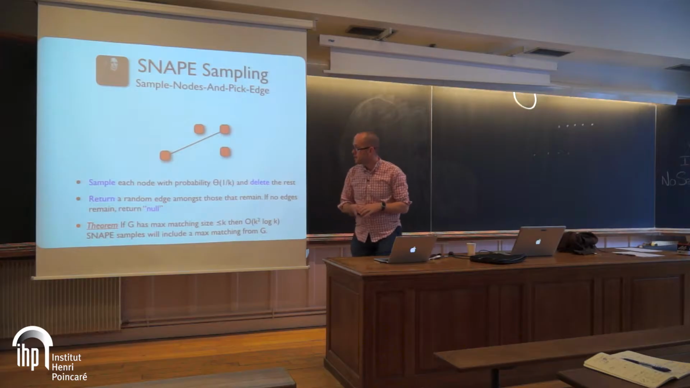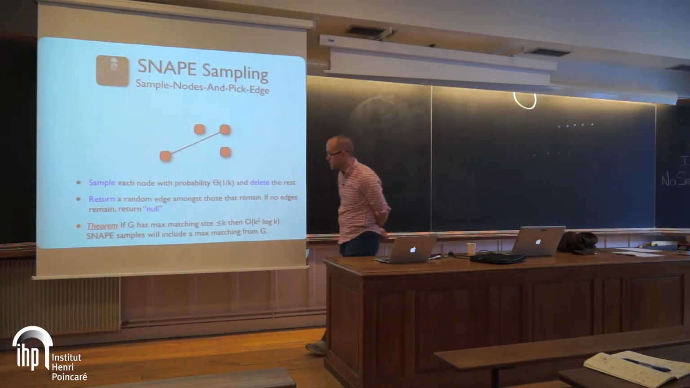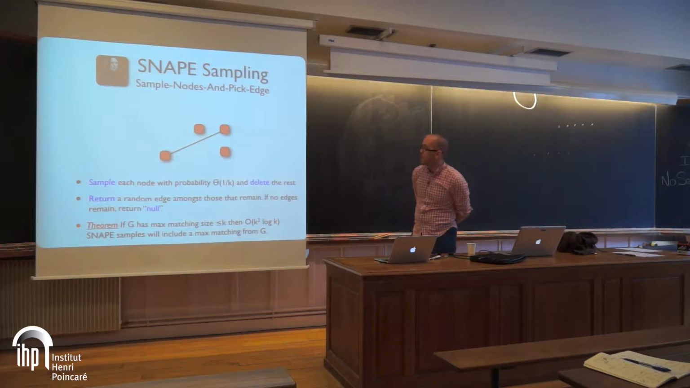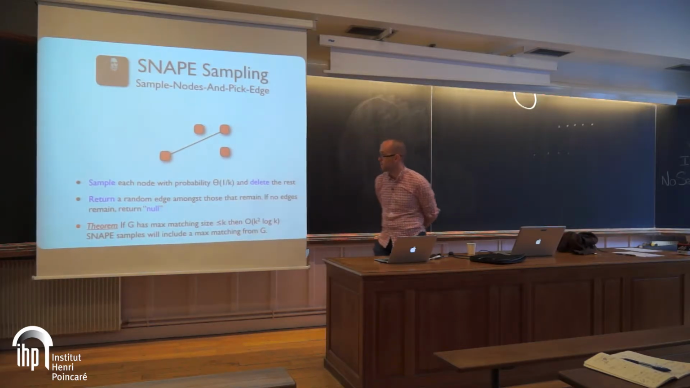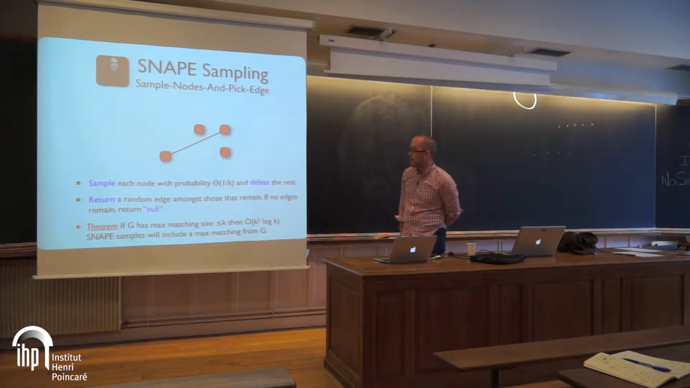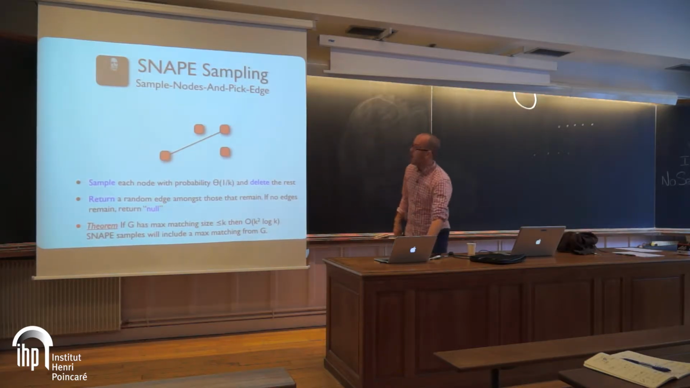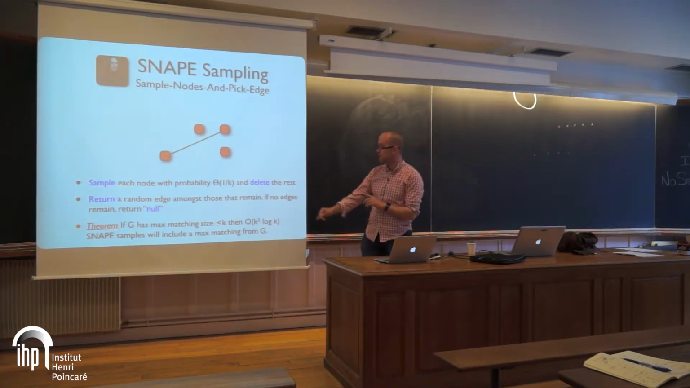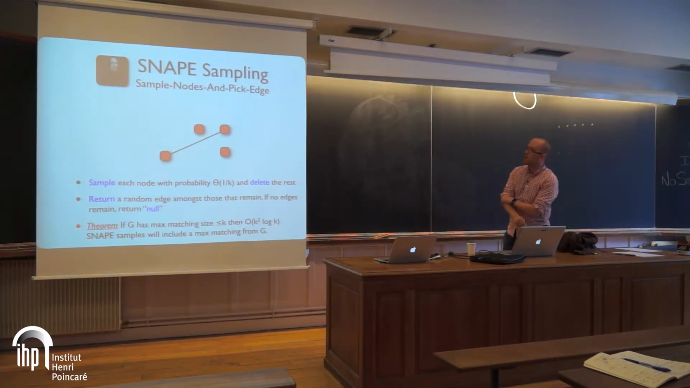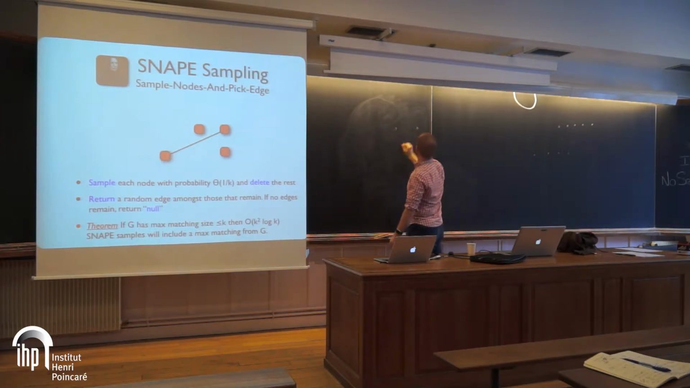Now, of course, it is possible that the induced subgraph I picked was empty, in which case we'll say the SNAPE sample returned a null. The result I'm going to prove is that if G has a maximum matching of size at most k, then with k squared log k SNAPE samples, the set of these samples will include a maximum matching from G. So basically, you look at the sample graph and find the maximum matching, and that's going to have the same size as the maximum matching in the original graph.